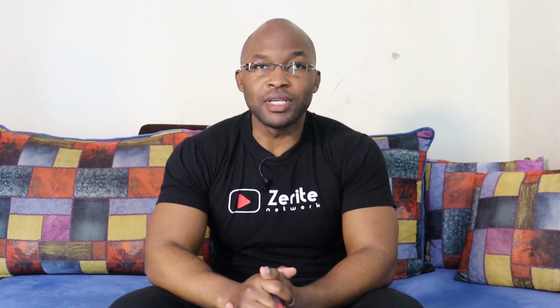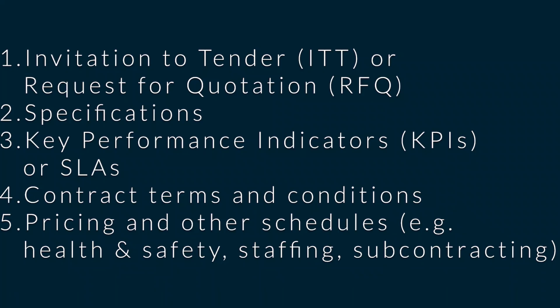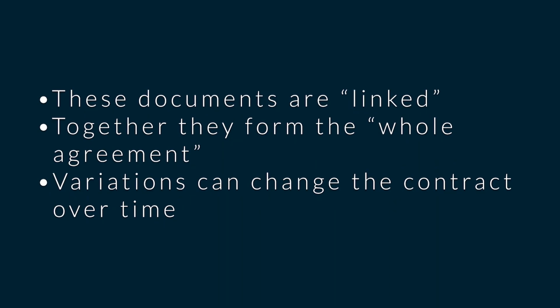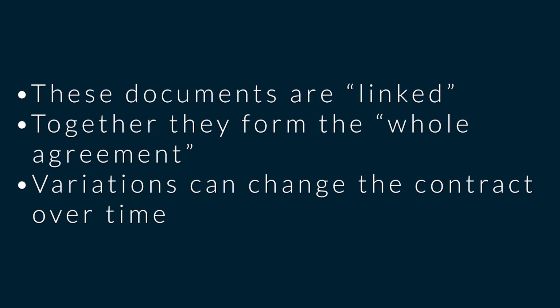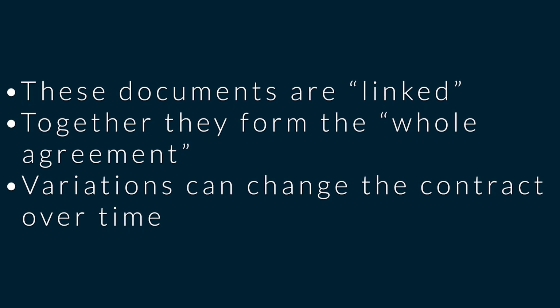And this is one of those heavily tested parts of Learning Outcome 1 because the documents we're talking about here are actually used in many other parts of a business. So the documents in this case are things like invitation to tender, that is ITT, or request for quotation, specification, key performance indicators and SLAs, contract terms and conditions, pricing and other schedules like health and safety, staffing, subcontracting, etc. Now, you have to remember that these documents are linked. Together they form the whole agreement. Variation can change the contract over time.